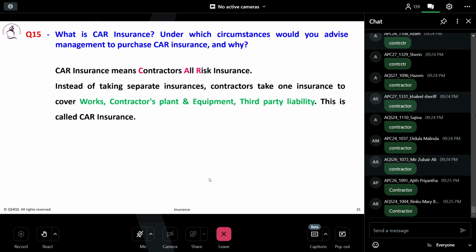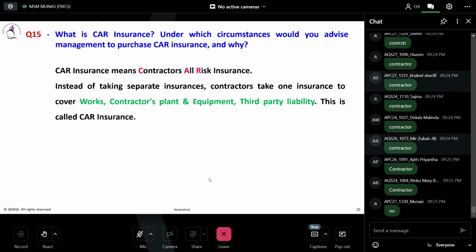Do you think health insurance will cover? Basically, no, they don't care about this. Health insurance is for normal issues, not for this accident. So who's going to pay now? The contractor will pay. So that's the thing. With this insurance, you don't need to go separately. You can take it all in one. So that is car insurance.